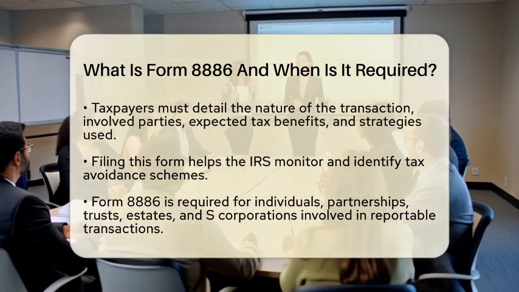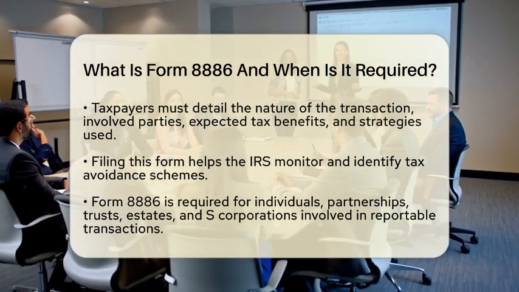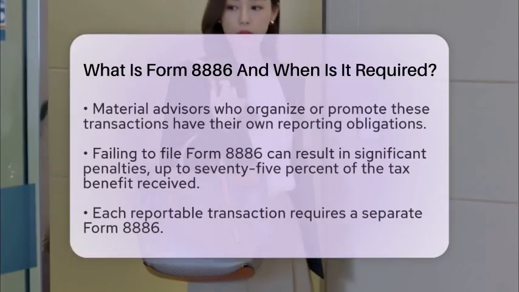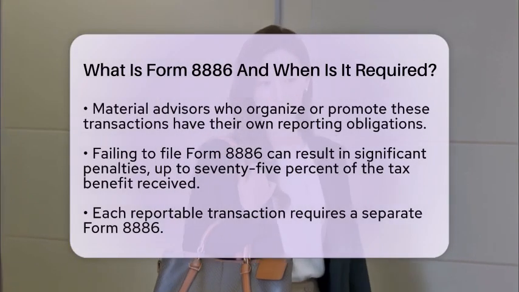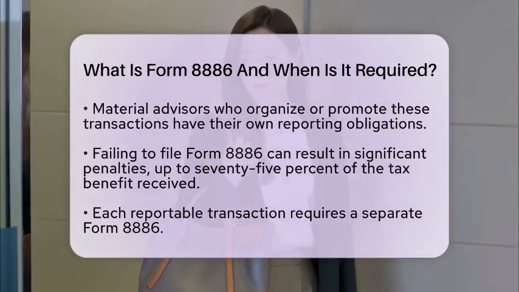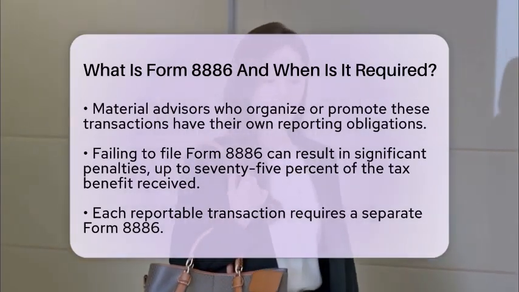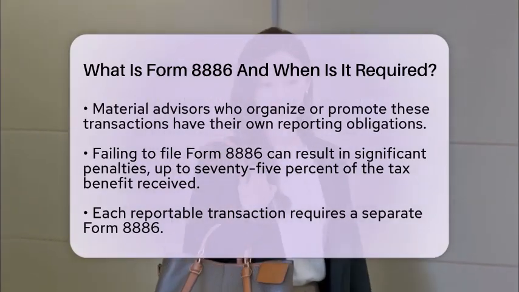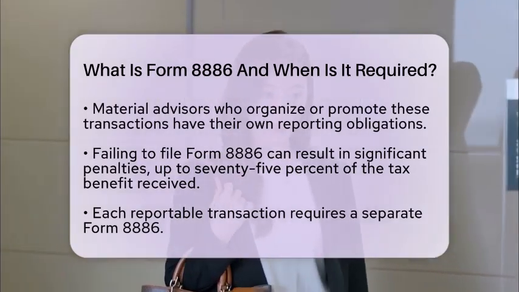The penalties can be significant. According to Section 6707A of the Internal Revenue Code, if you do not disclose your participation in a reportable transaction, you may face a penalty equal to 75% of the tax benefit you received from that transaction. That is a hefty price to pay for not filing.